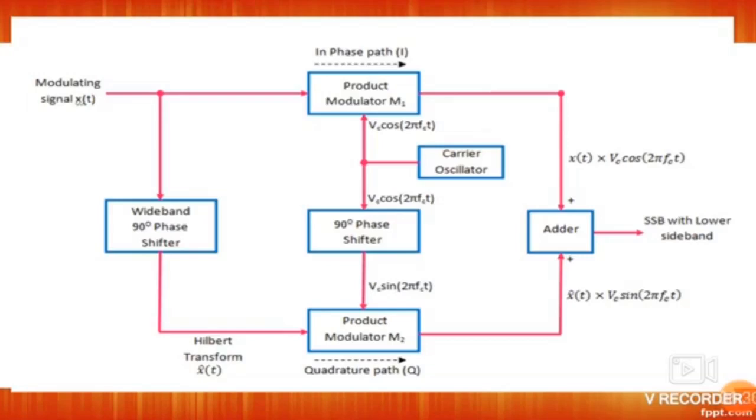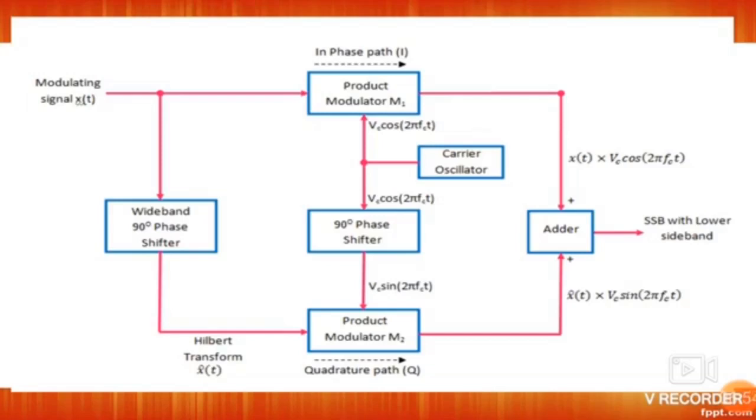Here this uses the technique which is called phase cancellation or sideband cancellation technique. The modulating signal x of t is given as the input of the product modulator, and here the diagram is divided into two parts. One is the upper part, another one is called the lower part.